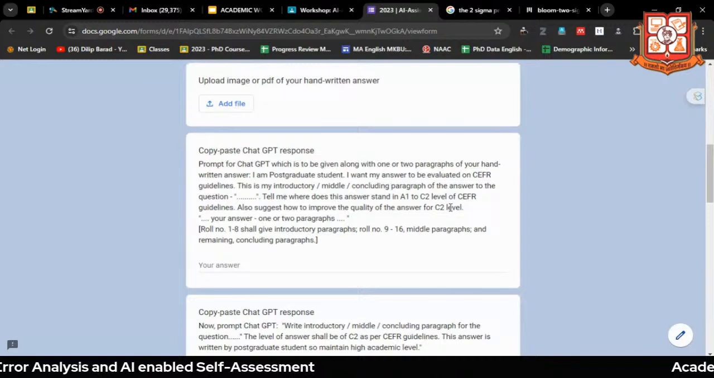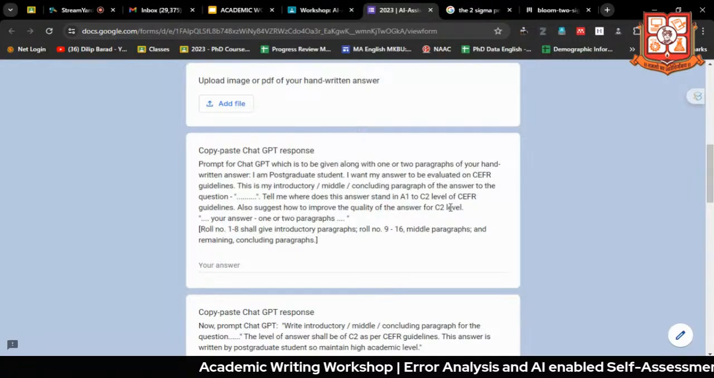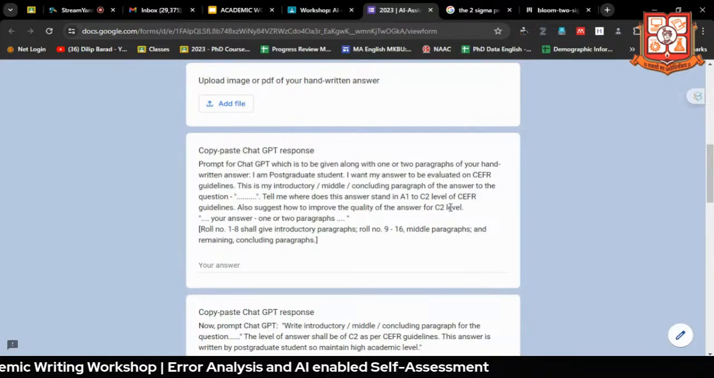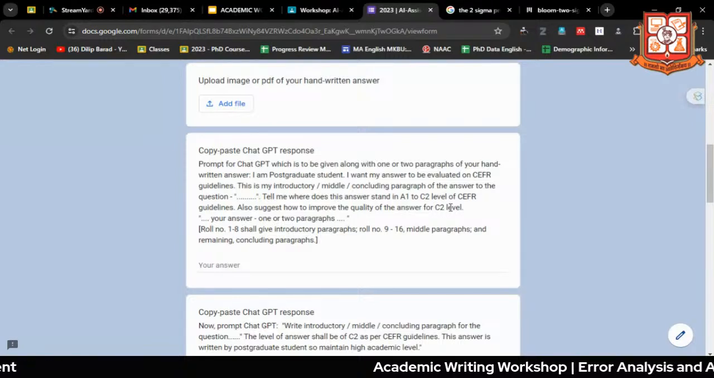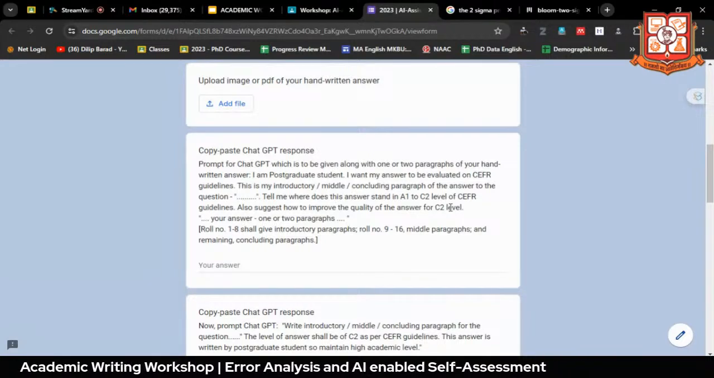So one important thing about AI tools pedagogically is we have to teach students how to ask questions to ChatGPT, how to write prompts to the AI tool, so that we can get the exact answer we are looking for. So what is our prompt? Prompt for ChatGPT, which is to be given along with 1 or 2 paragraphs of your handwritten answer, which you have to type in ChatGPT.